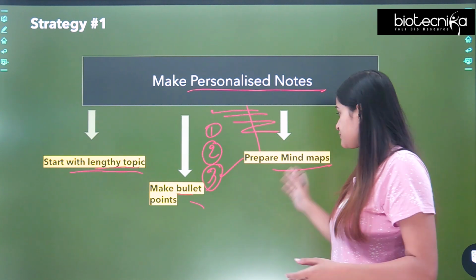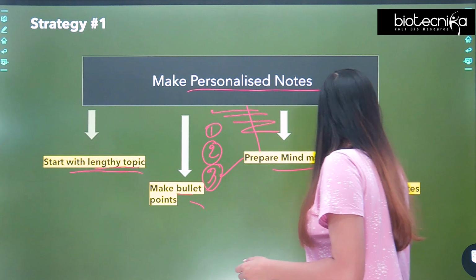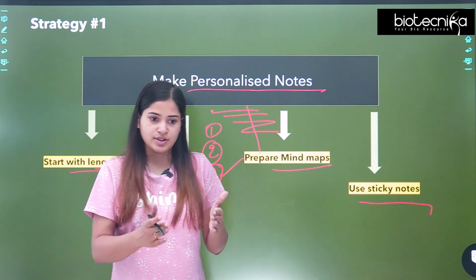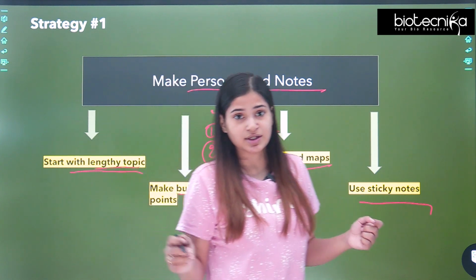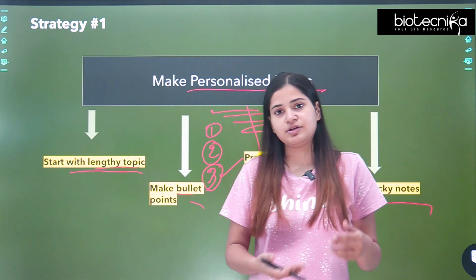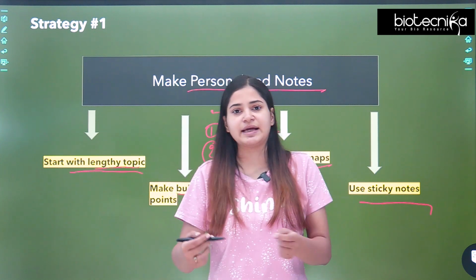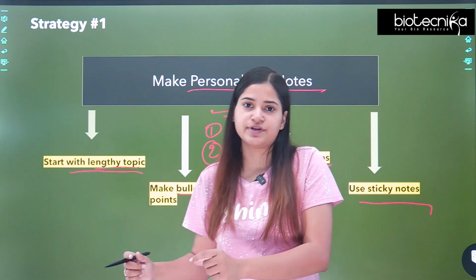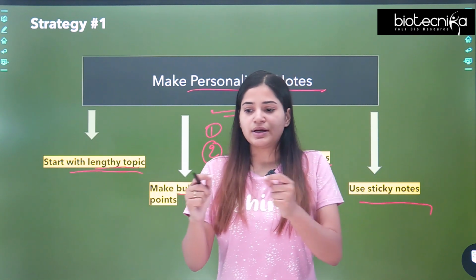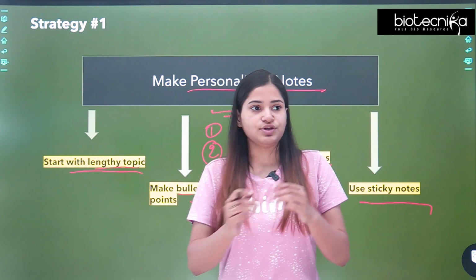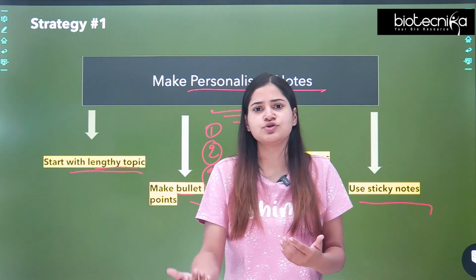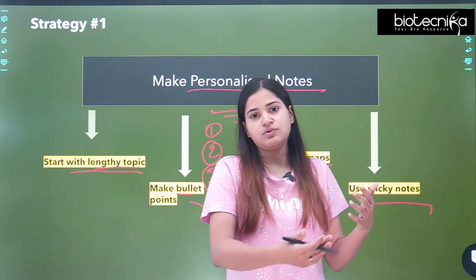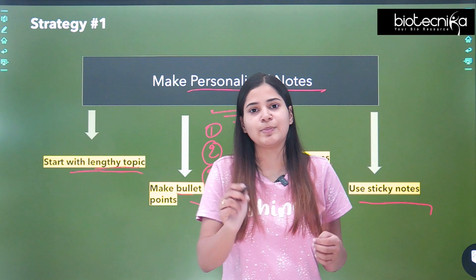The fourth part is to use sticky notes. When you prepare notes, you have a copy, and you have divided the copy into certain units: first, second, third, fourth, fifth. You have made a separate copy for unit first. When you are writing a note, you are referring to a standard book, a YouTube video, a standard note, and then a coaching note, and you are making your personalized note.